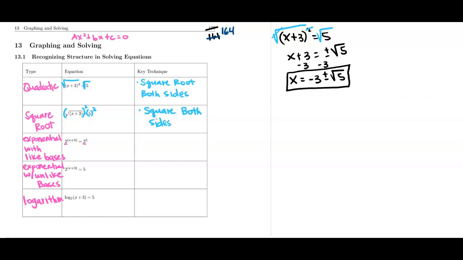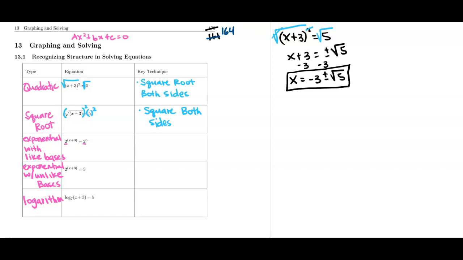Okay, so make sure you really see the difference, right? Sometimes people will say square both sides when they really mean square root both sides. Remember that they're the opposite thing. That's like saying you need to multiply something when actually you need to divide it. Okay, so make sure that you're being really specific. Do you need to square both sides? Do you need to square root both sides?